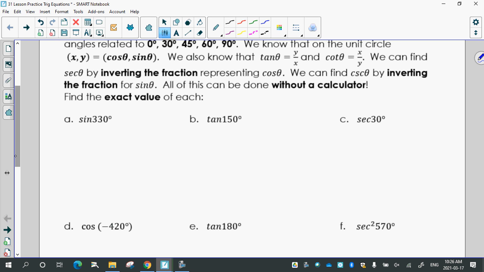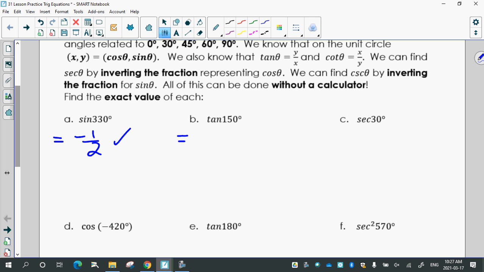And again, all of this can be done without a calculator if you use the unit circle, which is why you would use it. Okay? And to get exact answers rather than decimal approximations. So sine of 330, look up 330 on your unit circle, look for the y value. It should say -1/2. Yes?